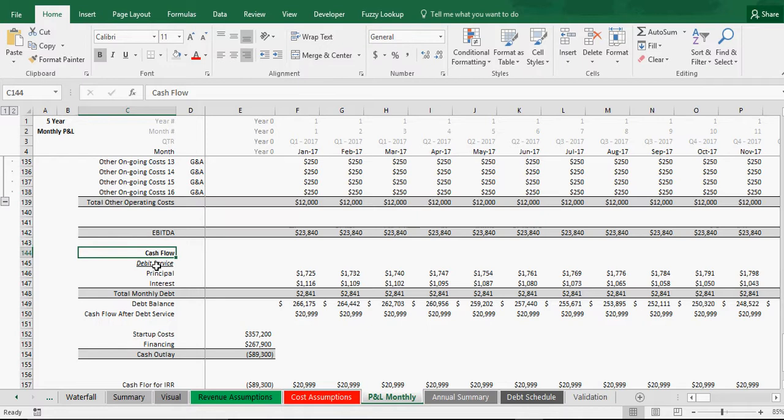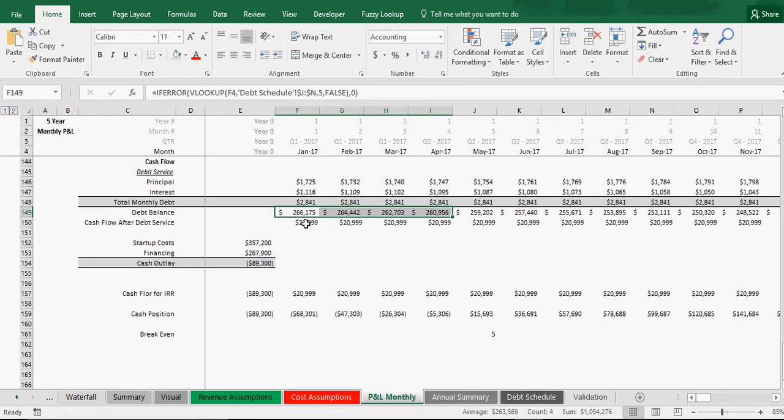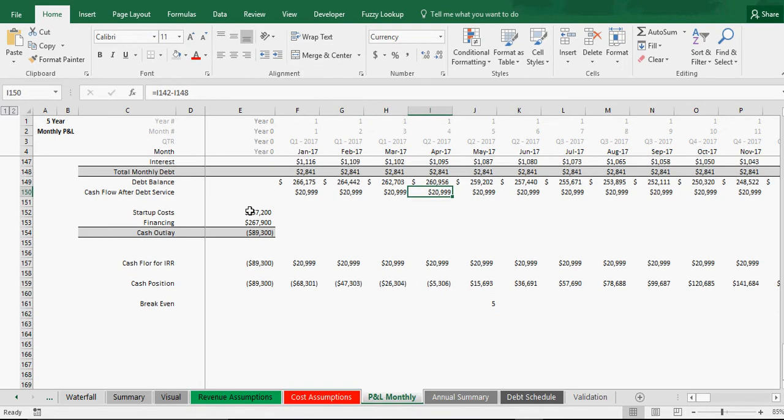Then we've got our cash flow, which is going to be debt service, principal, interest. Then you got your debt balance, you can see here for the chart. Then you got your cash flow after debt service. So this is what your real cash inflow is every month based on all those assumptions. Startup costs. Actual cash flow out. So this is the cash flow out after accounting for what bank loan you've gotten.